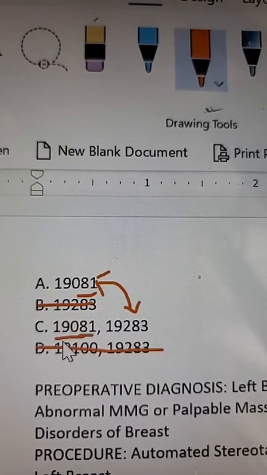What kind of guidance does 81 have with it? 83 has stereo guidance, 85 has ultrasound, 87 has MR guidance. So would there be a reason for us to add the 83 to the 81 since they're both parent codes?